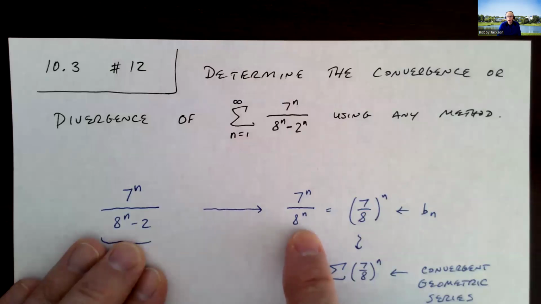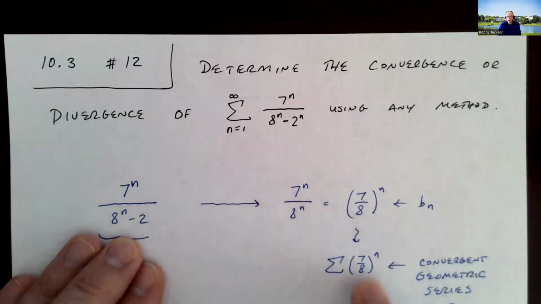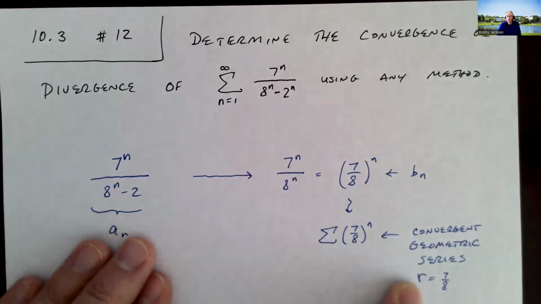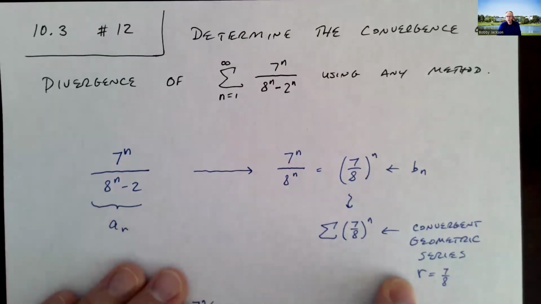Now, of course, 7 to the n divided by 8 to the n can be written this way. And that corresponding series, if we look at that, we know that's a geometric series, right? Because it's 7/8, 7/8 squared, 7/8 cubed, and so on. So we're just multiplying by 7/8. And since the value of r is less than 1 in absolute value, then we know it's a convergent geometric series.